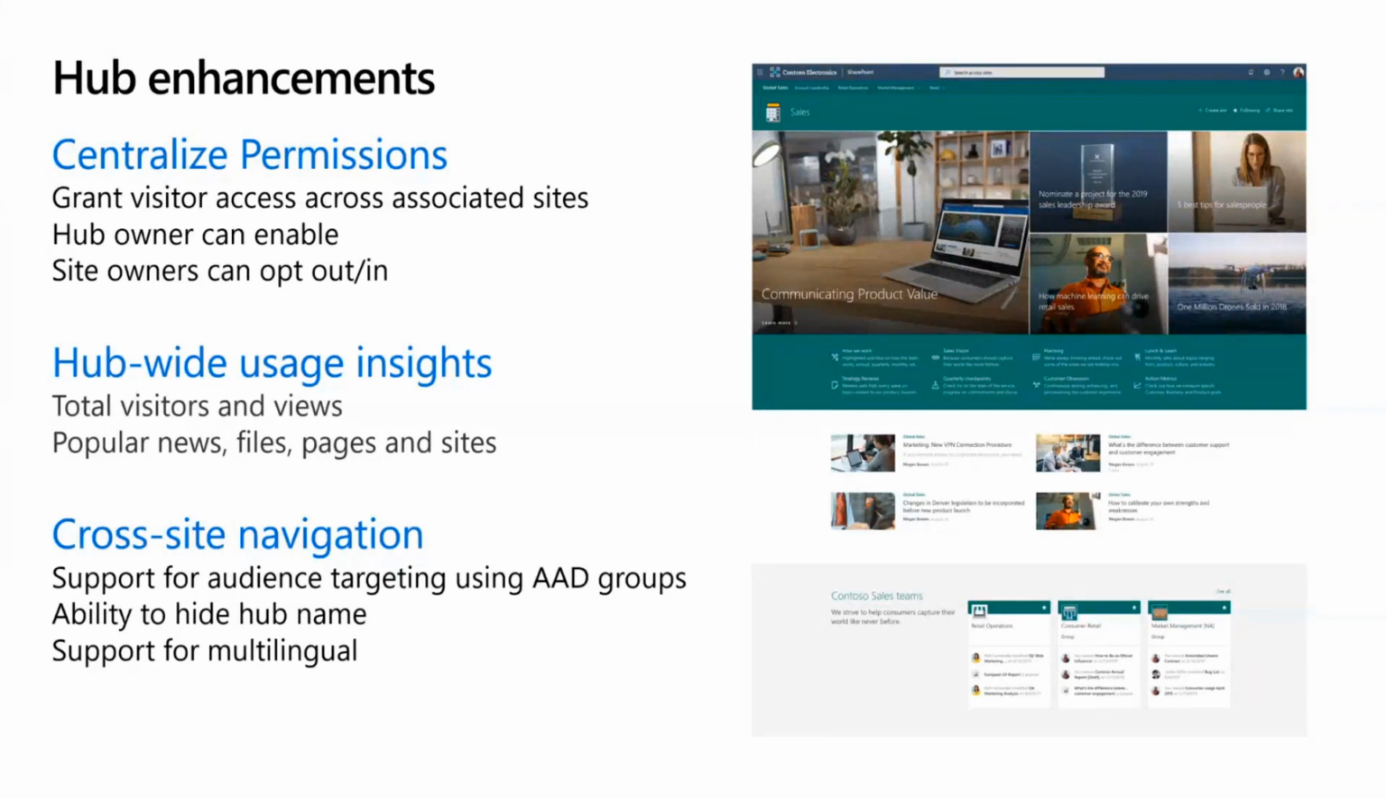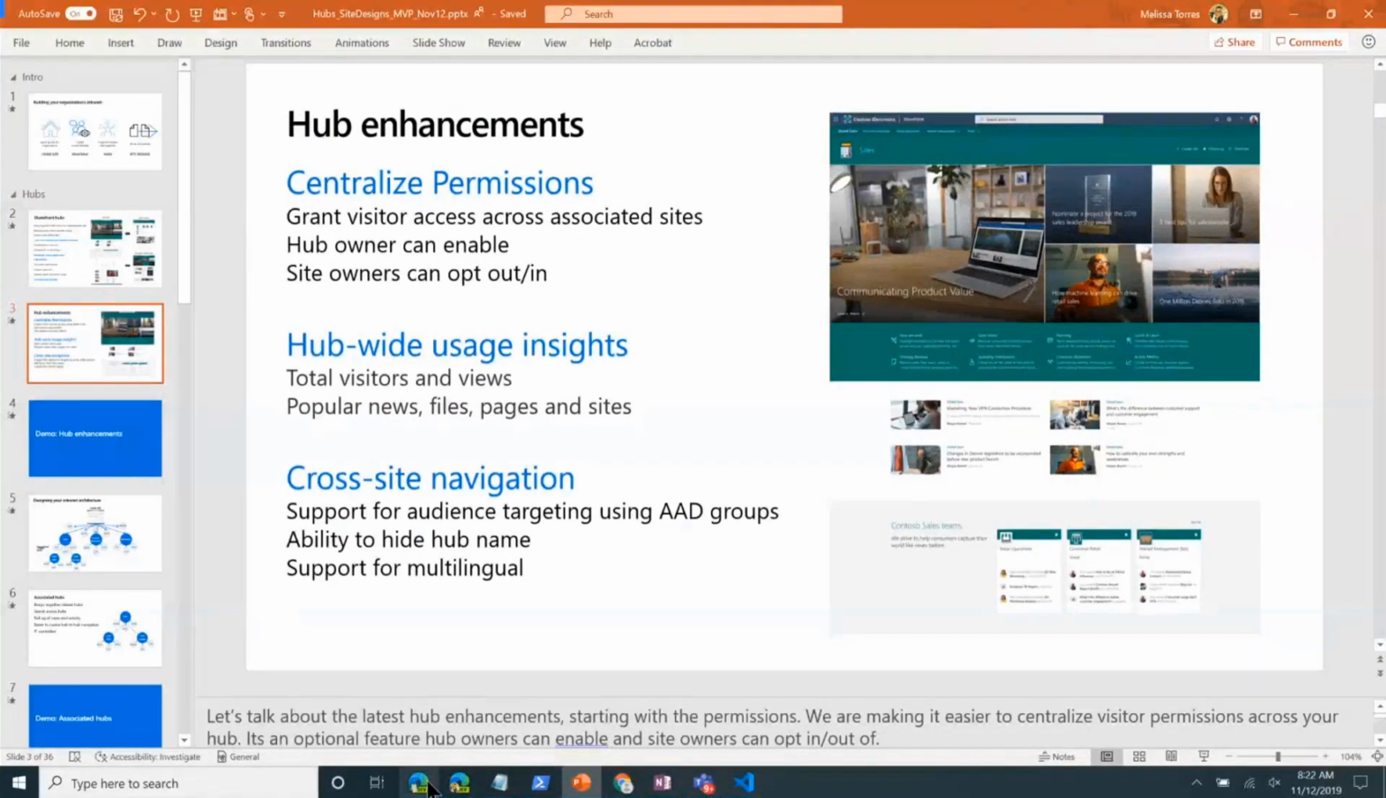So what it'll do, it'll grant visitor access. Hub owners can enable it. It'll not be on by default, so it's something that you'll have to opt in to. And site owners can at any time opt in and out. But instead of me talking about it, how about I show it? So let's jump into a cool demo here.